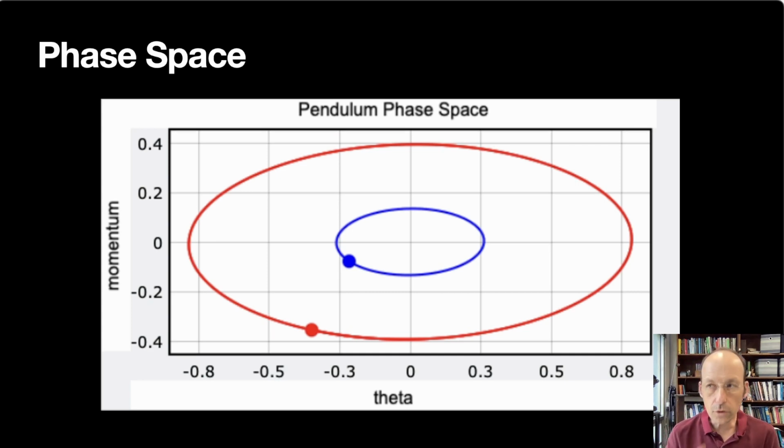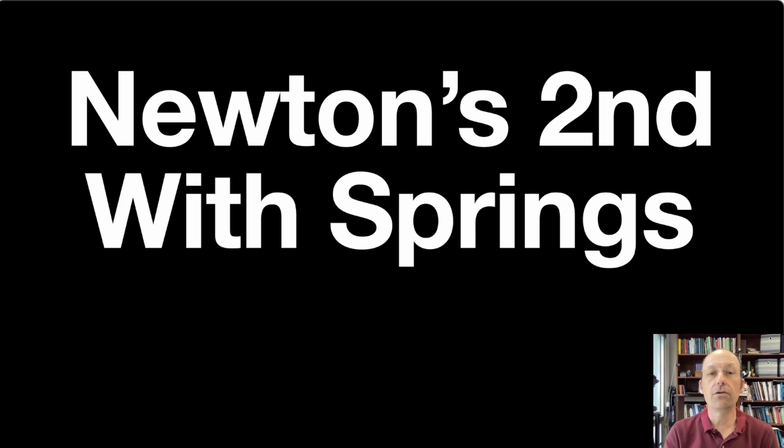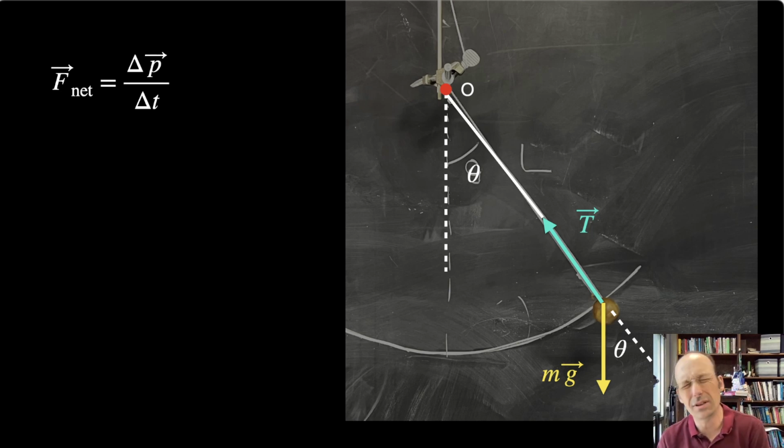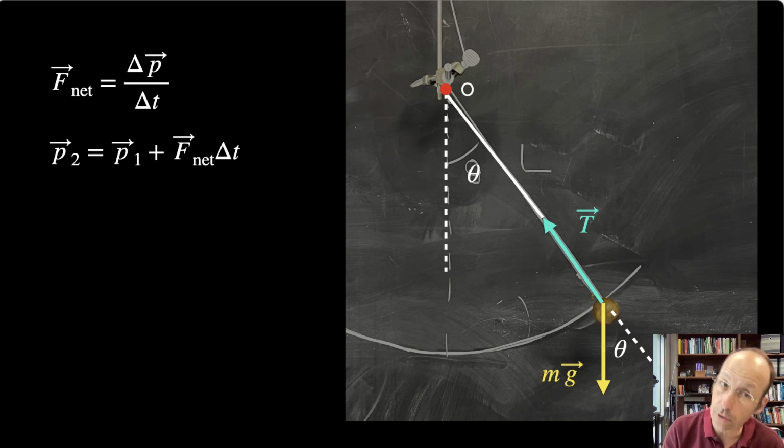Okay, one last way: Newton's second law with springs. So here's the problem. We have these two forces acting on a mass, and I could use the momentum principle, which is Newton's second law, in most cases the same thing. This says that the total force tells me something about the change in vector momentum. So I could use this in a numerical calculation. I could assume the force is constant over a short time interval, solve for the final momentum based on the initial momentum, and I get this, and it's pretty awesome.